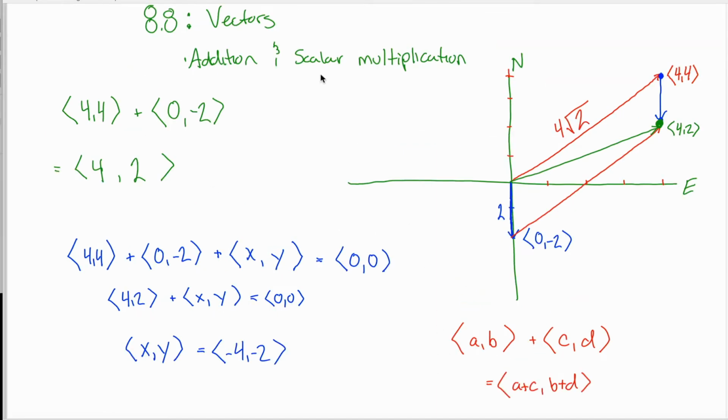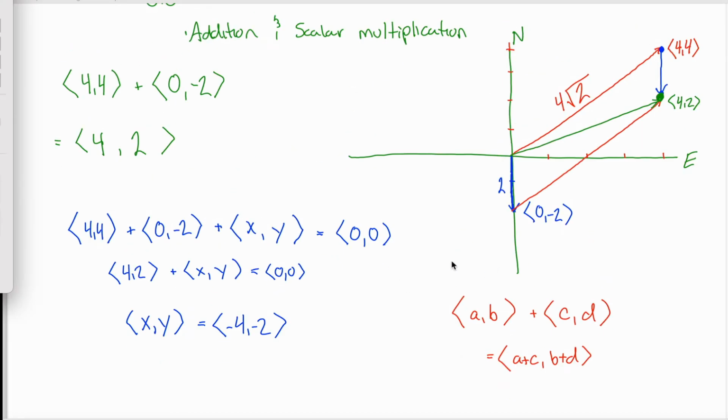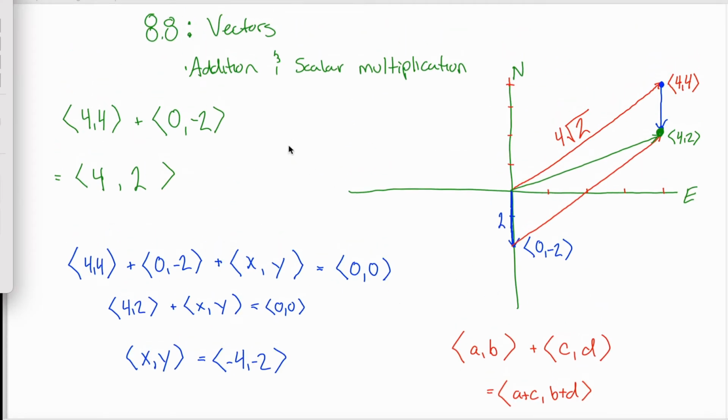And more good news, scalar multiplication isn't much more complicated than addition. There are a few little subtleties though, so you got to be a little bit careful. With addition, we're adding together two vectors. With scalar multiplication, we're not multiplying two vectors. We're taking one vector and multiplying it by a number. In other words, a scalar.